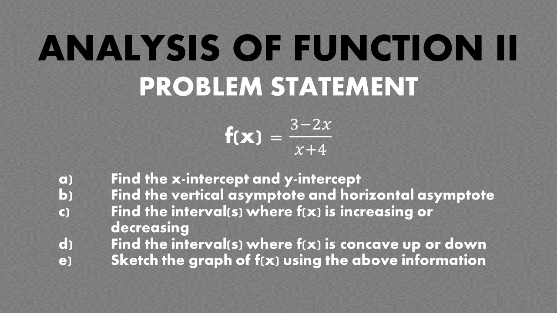Now let's move on to the problem statement so that we can get a better understanding of this topic. The question is f(x) = (3 − 2x)/(x + 4). For the first question, we have to find the x-intercept and y-intercept. The second is to find the vertical asymptote and horizontal asymptote. The third is to find the intervals where f(x) is increasing or decreasing. The fourth is to find the intervals where f(x) is concave up or concave down. And the last is to sketch the graph of f(x) using the above information.